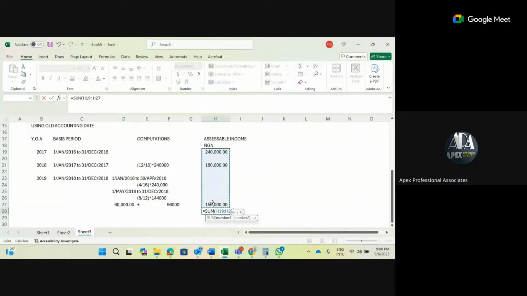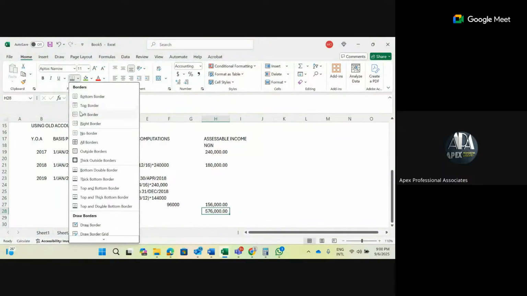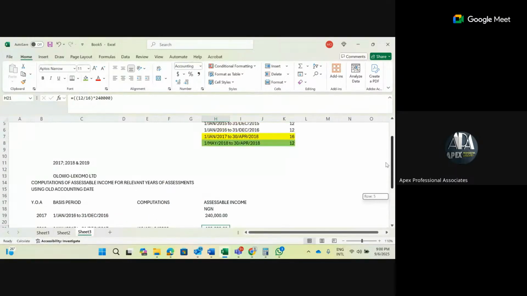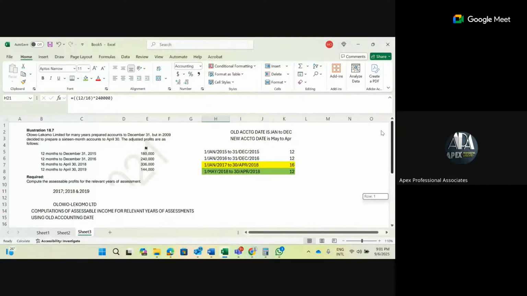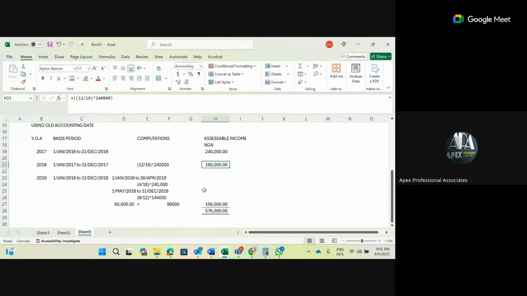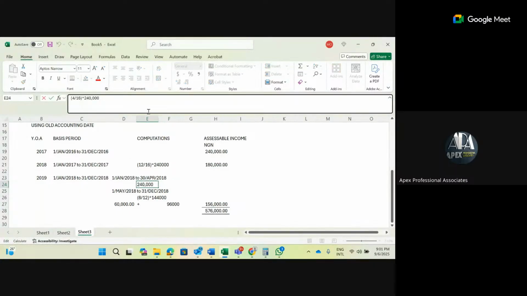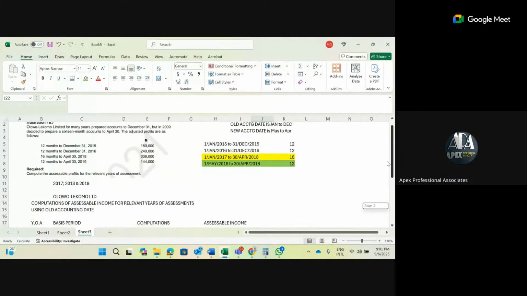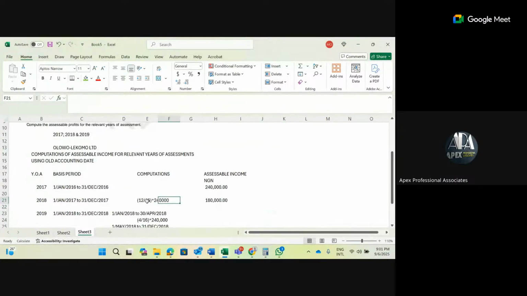So summation. Let me total up. What do you have for this? 576,000 naira. Are you sure this is correct? 12 over 16, then 336,000, not 240,000. This is 336,000. Even this one, is this one correct? 12 over 16. This one too is 336,000, please.